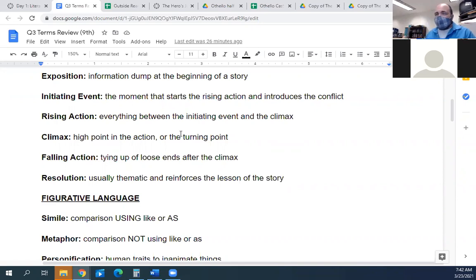There's well argued, badly argued, and I'm up for a good literary argument about what the climax is. But basically, if you can make the case that it's the high point in the action, the most intense moment in the story, or that it's the point of no return, at which point the story can't go any direction except for the direction that it does go in, then it's the climax.